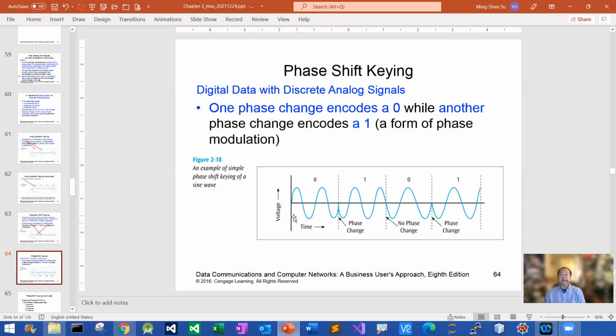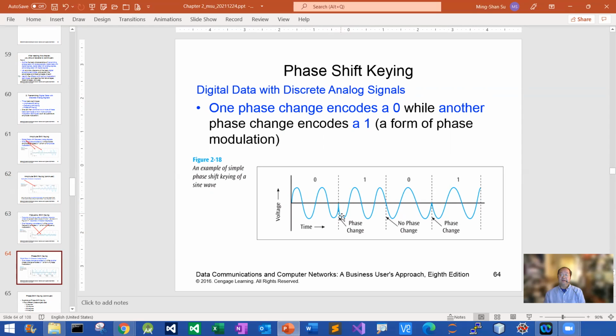Phase change means that, for example, you start from here, go up, go down, go up, go down, go up. At this point in time, theoretically, it should go up, but we decide to change the direction of the waveform here. We say, go down, instead of going up. So at this moment in time, it creates the so-called phase change.